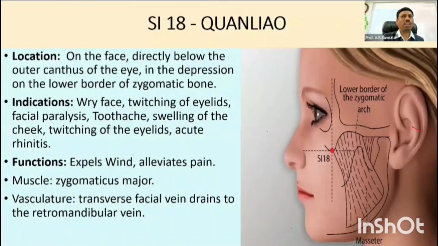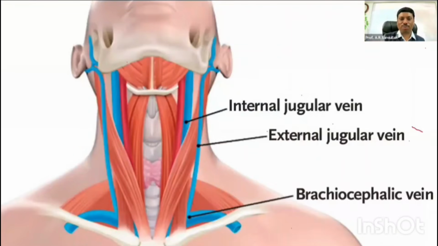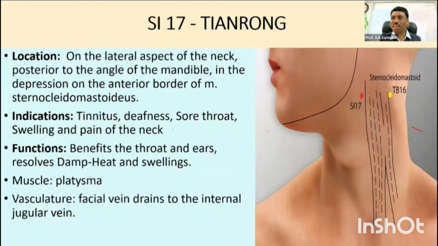Now, the Chuan Leo. There is another point, Tian Rong. Tian again is heaven. Tian Chuang and Tian Rong are heavenly, lovable points. That means the love hormone is released by activating this point, which is oxytocin. Love hormone, oxytocin. Happy hormone, dopamine.